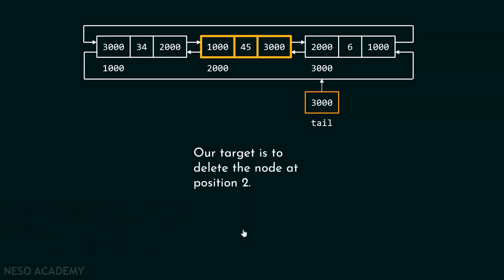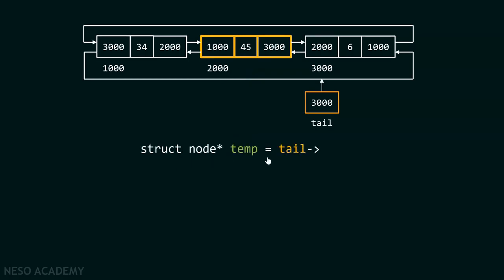Please note this down, that our target is to delete the node at position 2. That is, we want to delete this particular node. For this purpose, I'll first declare a temp pointer which must point to the first node of this list initially. That's why struct node star temp must be assigned with tail next. Here you can see the temp pointer is currently pointing to the first node of this list. I will use this pointer to traverse this list.